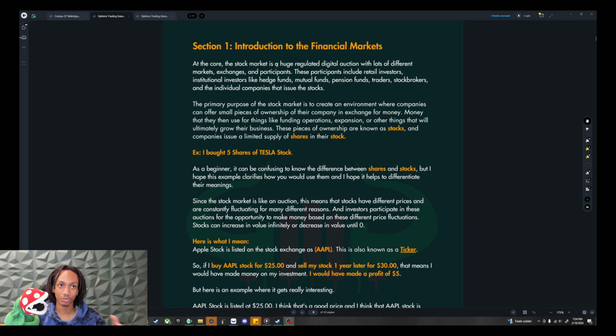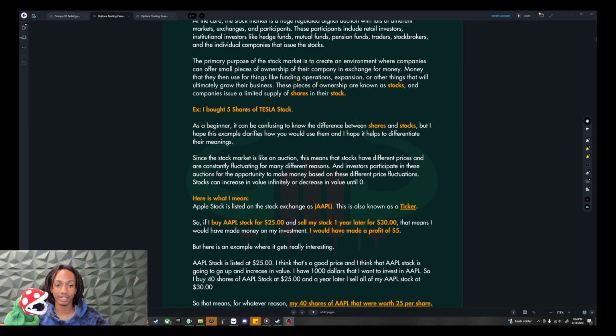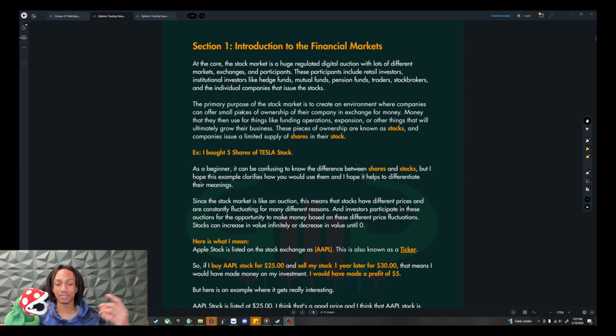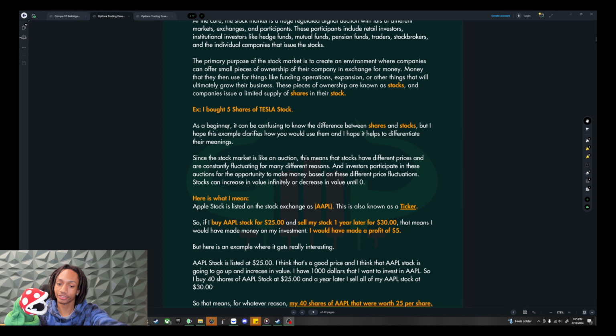Pieces of ownership are known as stocks, and companies issue a limited supply of shares in their stock. So I had the example right here. I bought 5 shares of Tesla stock. Tesla will offer stock in the company, and that stock is the ownership, and then shares represent the pieces of stock or the pieces of ownership. It's important to know the difference between shares and stocks, because people use them interchangeably, but understanding the basic definition is still important. That's why I'm highlighting it here.